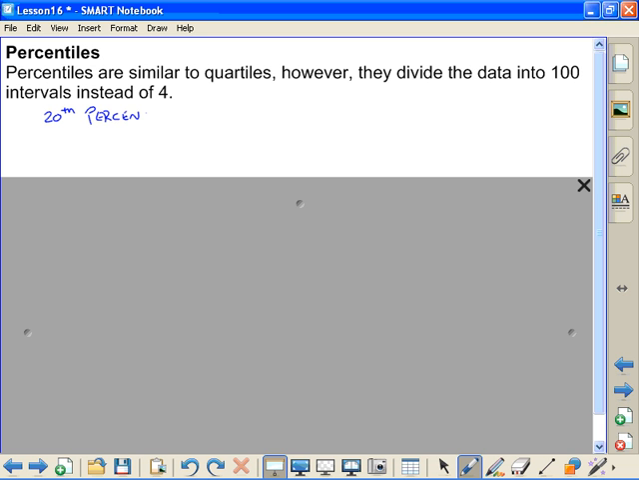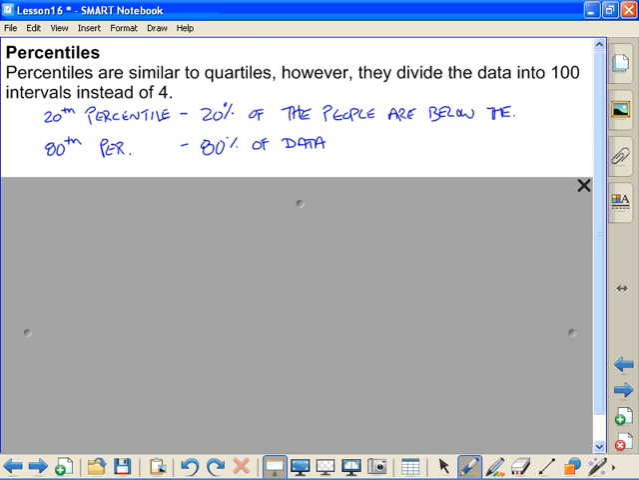And what that means is that 20% of the people are below them. So the percentile indicates what percentage of the data falls below that particular one. So if you're looking at the 80th percentile, that means that 80% of the data is below. All right, so that's generally how it works.